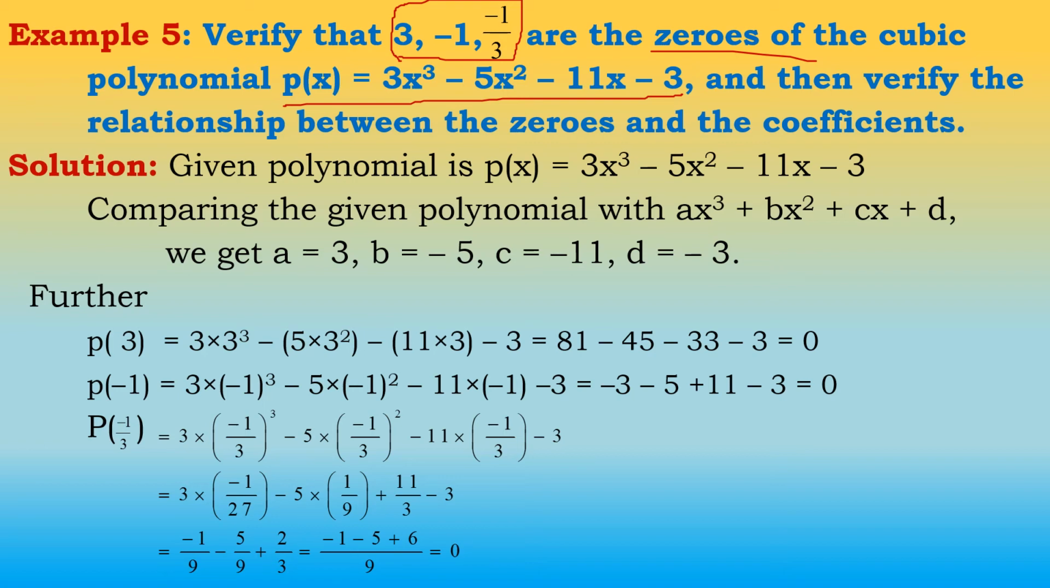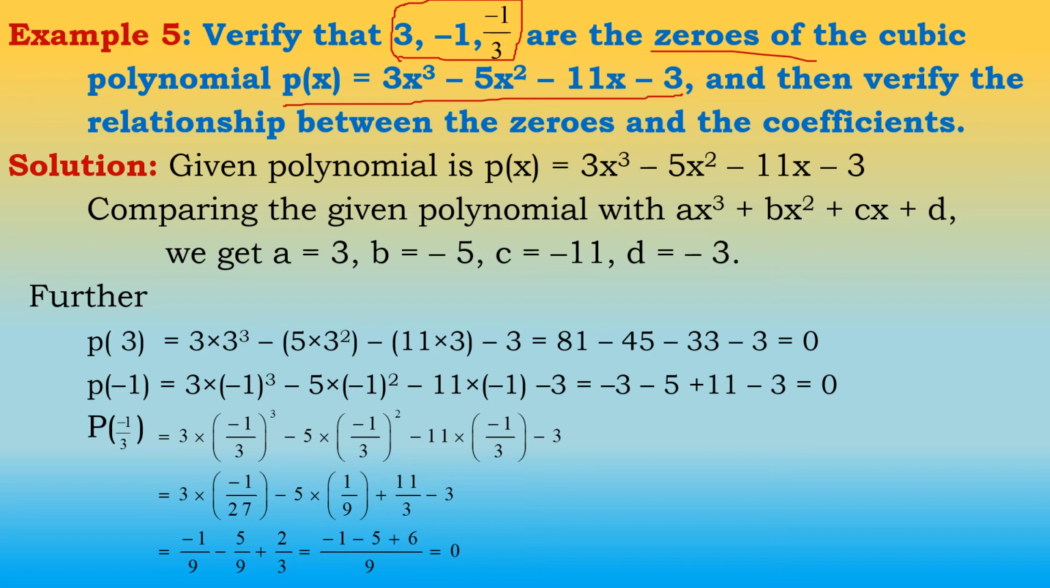So what is given in the question? They have given a cubic polynomial and they have given three values. What are the values? 3, minus 1, minus 1 by 3. Now what we need to verify? We need to verify whether these three values are zeros of this polynomial or not. How can we say that these are the zeros or not?